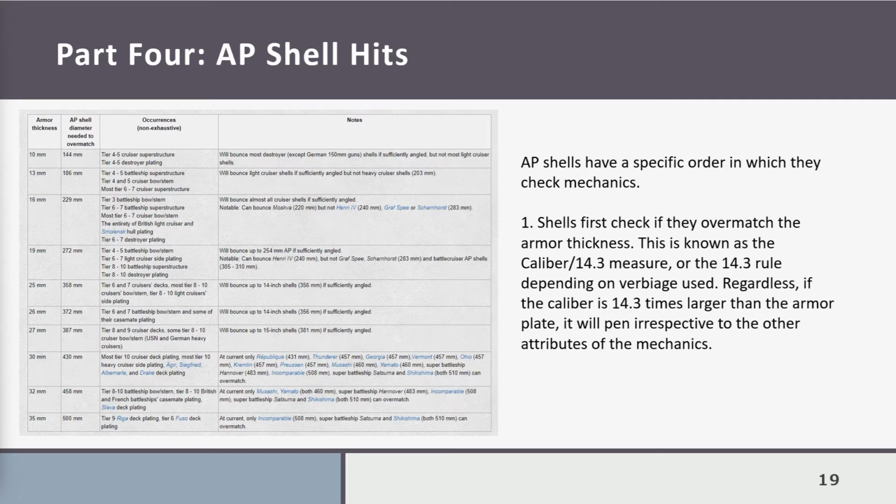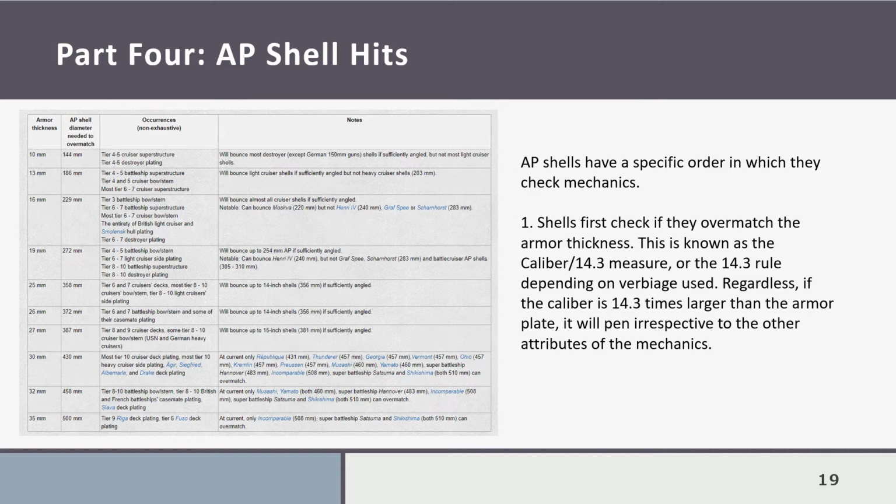On the left here, we have a really nice chart, pulled off the World of Warships wiki, of armor thicknesses and the AP diameter needed to overmatch. Right now, currently, it's only Incomparable, Satsuma and Shimakaze that can overmatch 35 millimeters due to their caliber size. For the most part, that's just about as big as things really can get. HE shells are a little different though. HE shells have the ability to penetrate, but we'll talk about what those do a little bit later. For the most part, this is the AP.